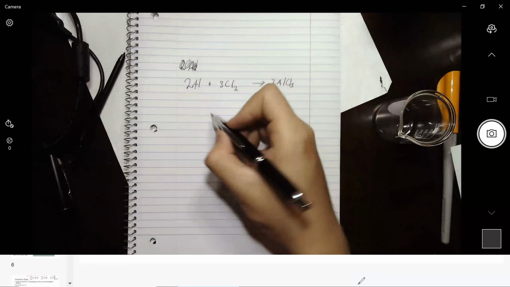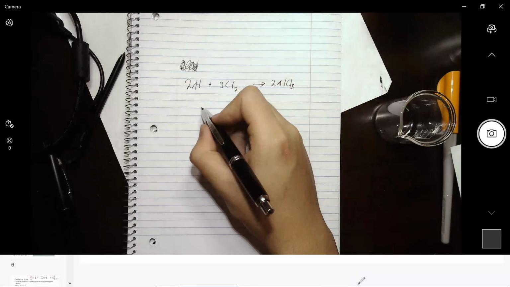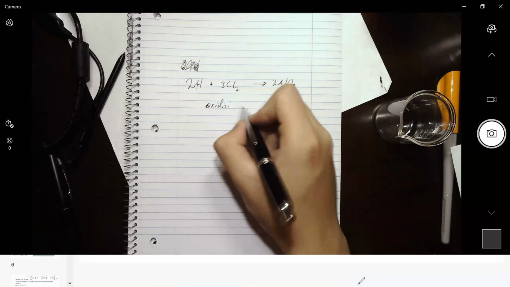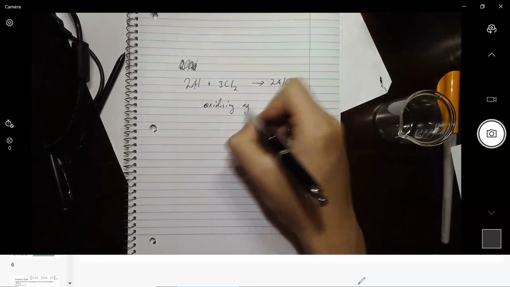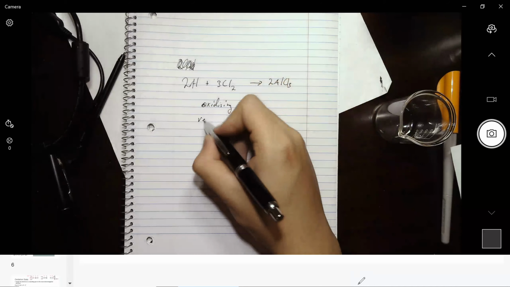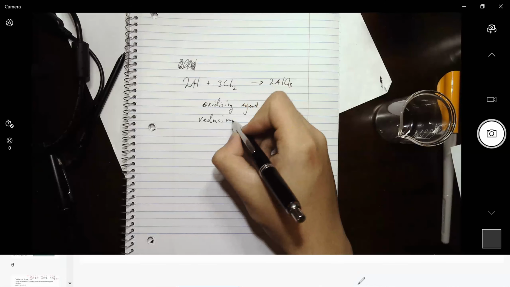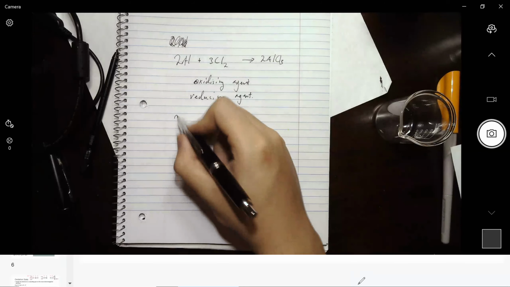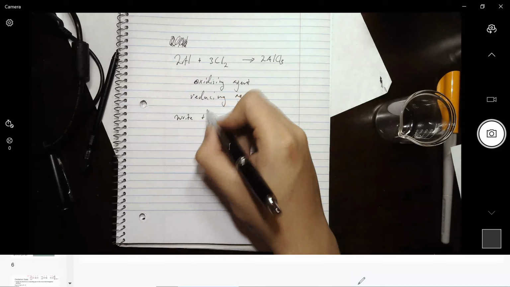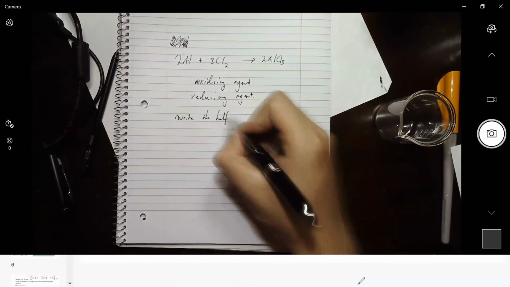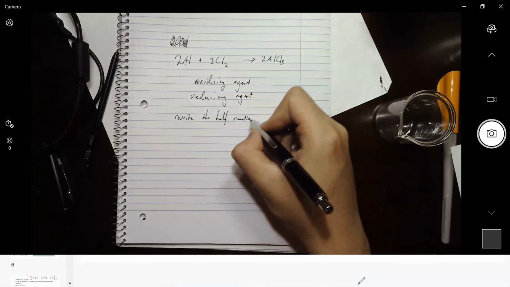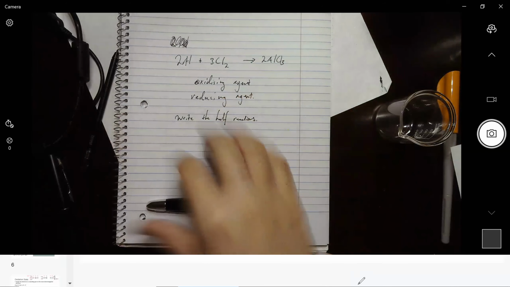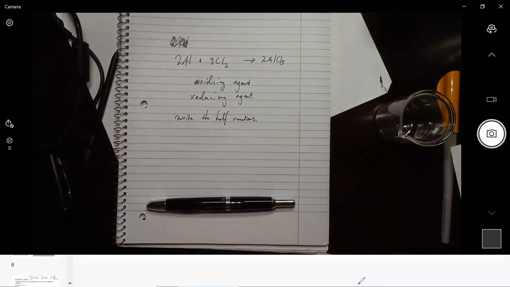AlCl3. So how about this? Which one is the oxidizing agent? Which one is the reducing agent? And write the two half reactions. Okay, so I'll give you a minute to do this.